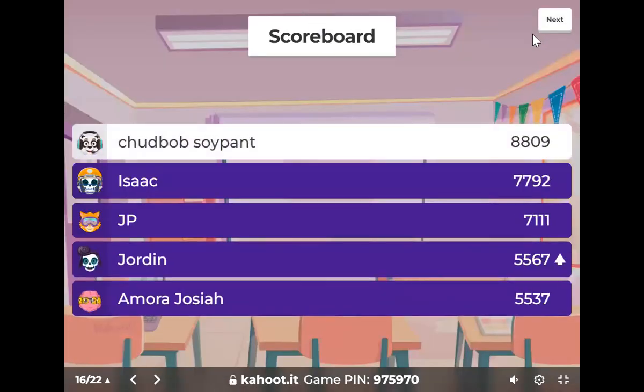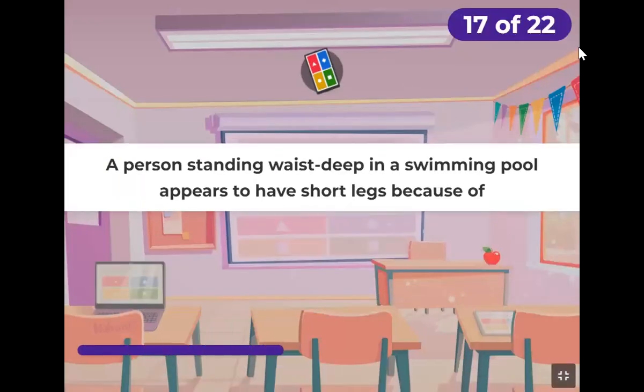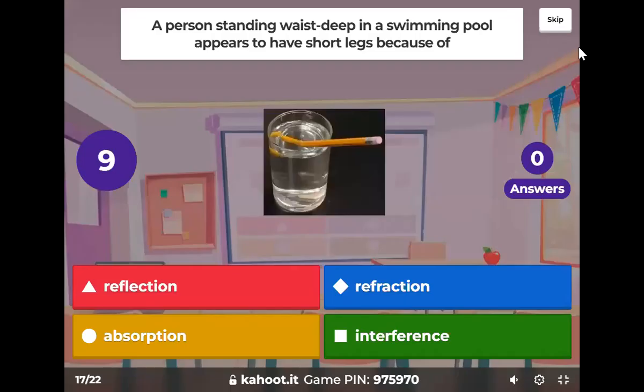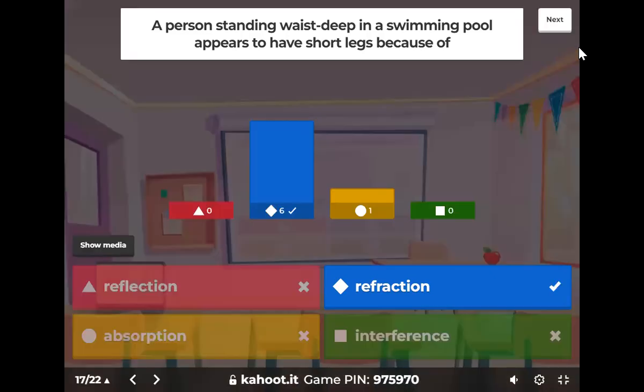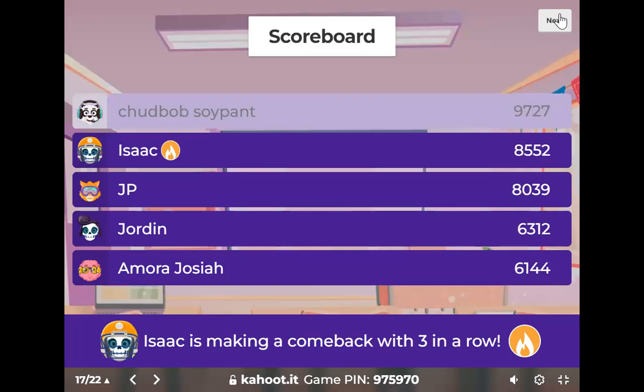All right, Jordan moving up. Chud Bob Serpent. Lead. Person standing waist deep in a swimming pool appears to have short legs because, oh yeah, because science. Refraction. Right. Points.